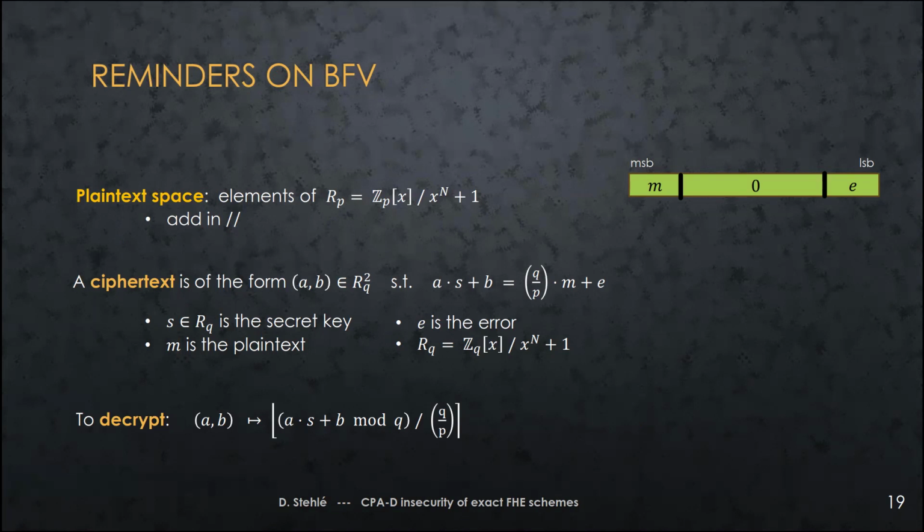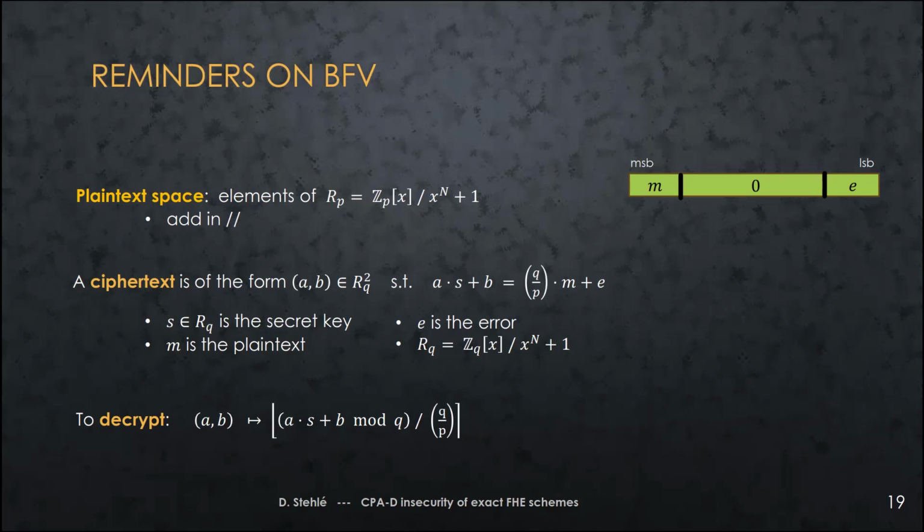So when I decrypt, I get an integer mod Q, such that the plaintext M is in the most significant bits, and the error term is in the least significant bits. To decrypt, I compute AS plus B mod Q, and to recover the most significant bits, I just round to only get the most significant bits.